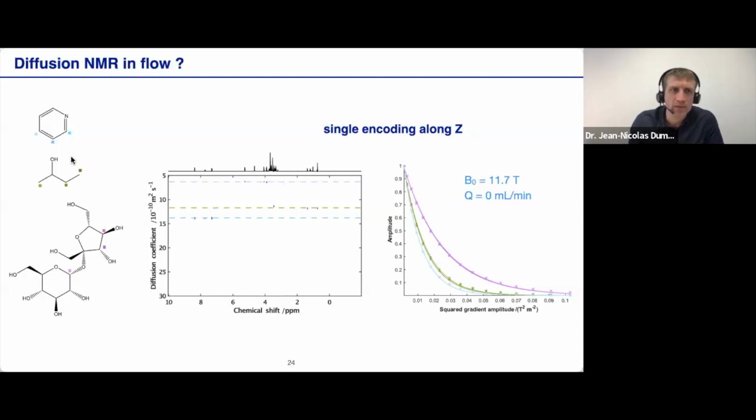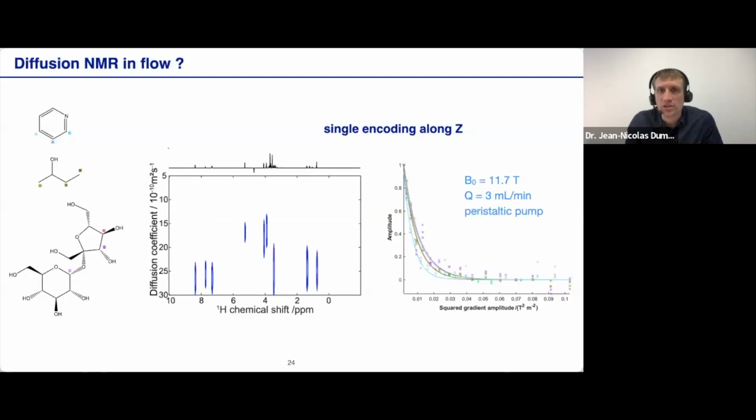So here we're looking at a simple mixture of 3 small molecules. Some 3 peaks have been selected for each molecule to characterize the quality of the separation. So the question is, how well are each of the spots aligned for each of the molecules, and how narrow are they in the diffusion dimension? And if one uses the classical stimulated echo experiments on such a sample in the absence of flow, then of course the separation is excellent, the spots are very narrow, and the diffusion attenuation is well described by the Stejskal-Tanner equation.